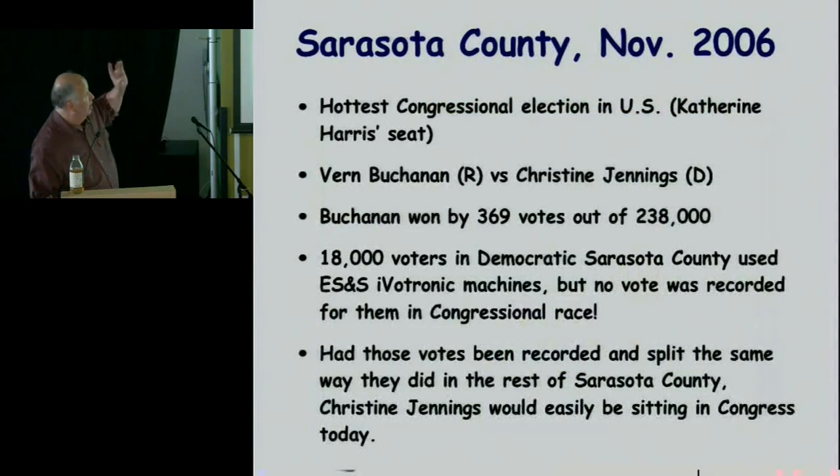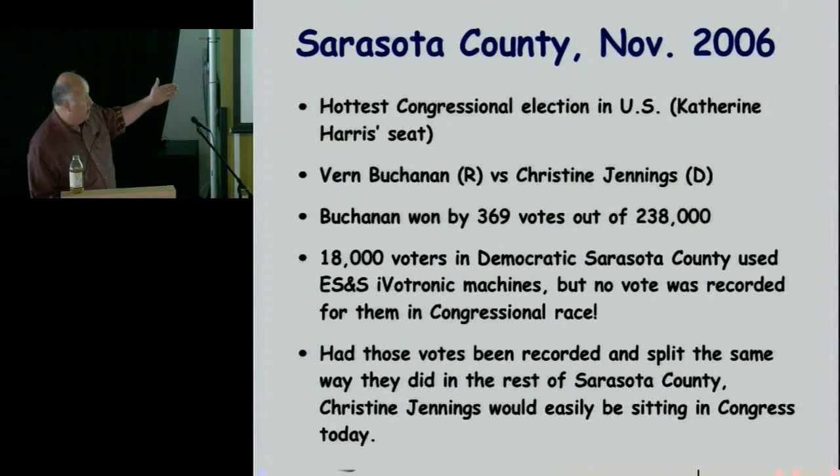And what happened was, this was the single hottest congressional election in the United States that year. It happened to be a seat being vacated by Katherine Harris, the famous Katherine Harris, who was running for the U.S. Senate, so she was vacating her House seat. Republican Vern Buchanan and Democrat Christine Jennings were the candidates. At the end of the day, Mr. Buchanan won the election by 369 votes out of 238,000 cast. However, in Sarasota County only, of the five counties, 18,000 voters failed to vote in that race at all, in spite of the fact that it was the hottest election in the United States as measured by money spent.